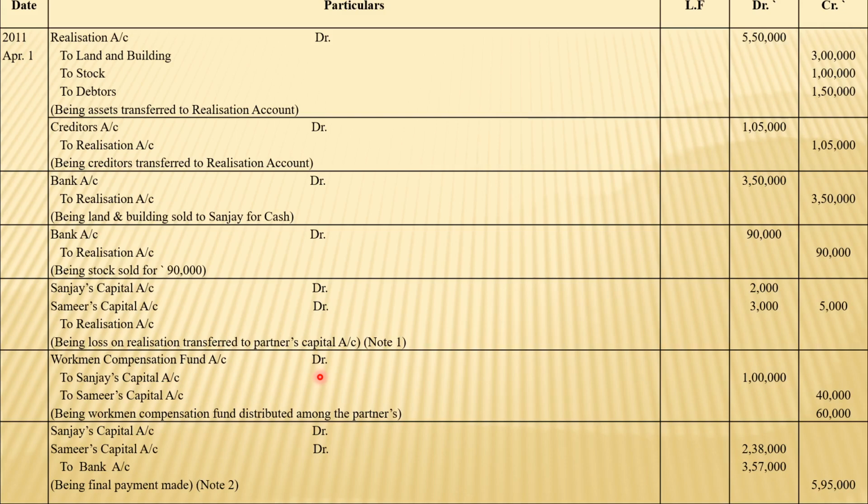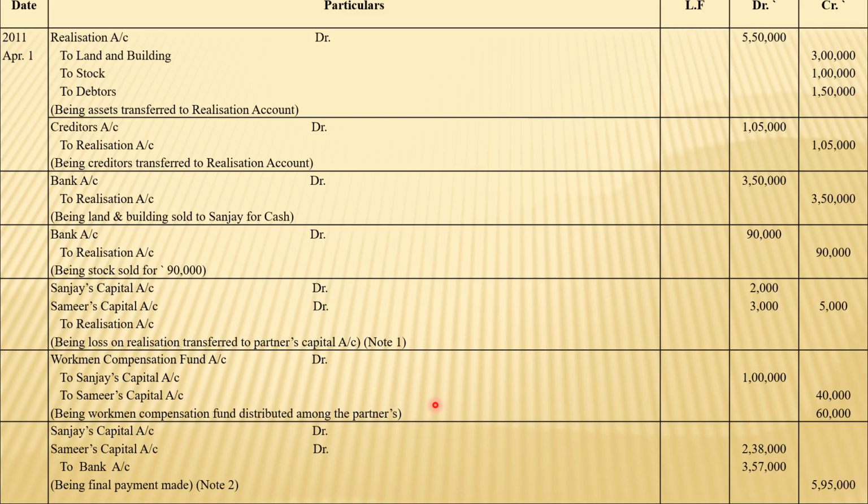Now after that, the last entry is for final payment at the time of closing of business. Partners will withdraw the amount at the time of closing of the business. They will get back their return: Sanjay will get 2,38,000 and Samir will get 3,57,000, which we got from working 2. With the help of working 2 we can pass this entry, and this is for working 1. So this is the final payment entry: Sanjay capital account debit 2,38,000, Samir capital account 3,57,000, and total of that 5,95,000.